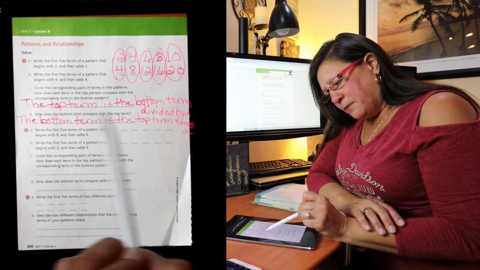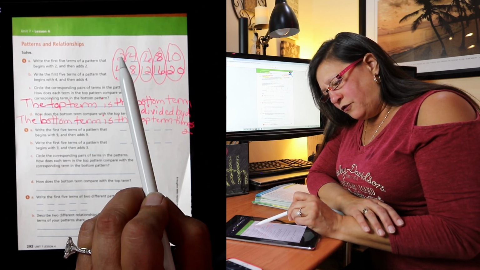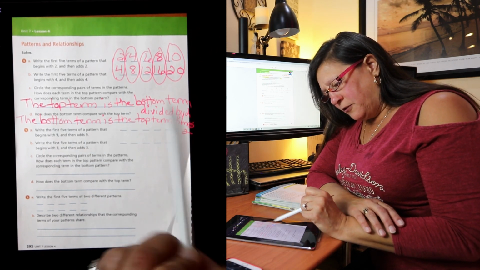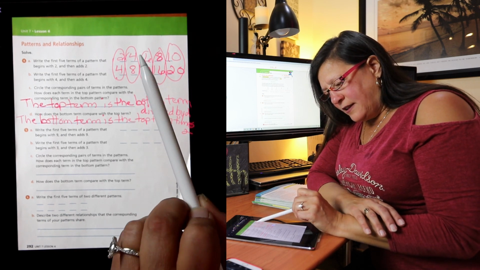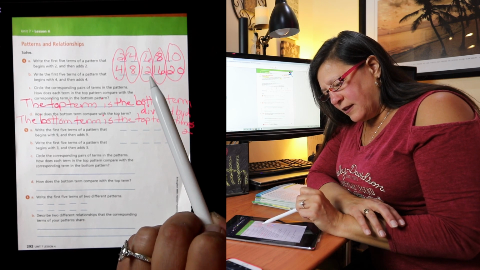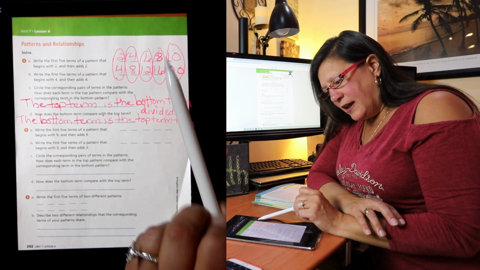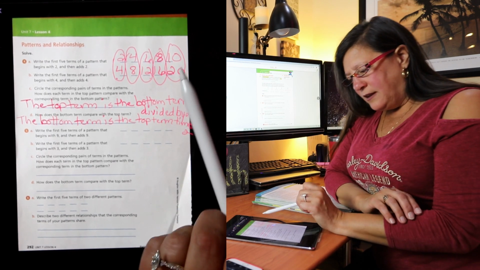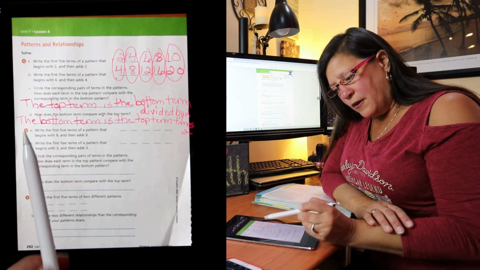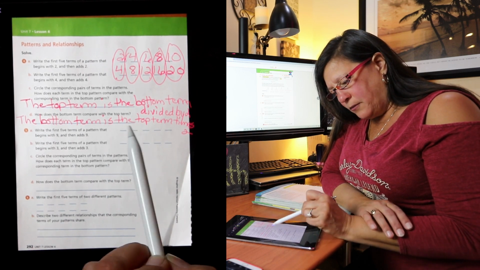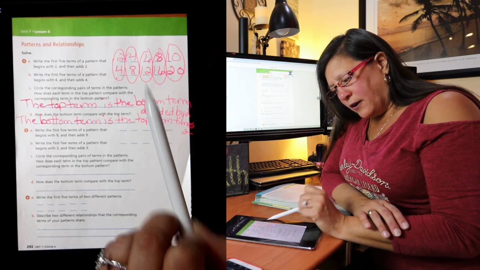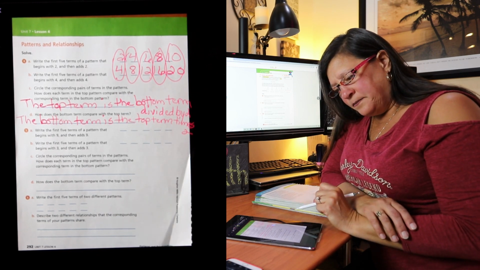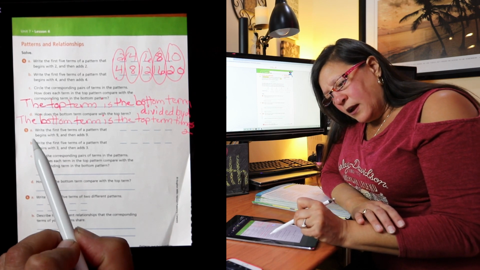Looking at the relationship, the top term, which is 2, is the bottom term divided by 2, and that goes all the way across. So 4 is 8 divided by 2, and 6 is 12 divided by 2. 8 is 16 divided by 2, and 10 is 20 divided by 2. But then the bottom term is the top term times 2. So 2 times 2 is 4. 4 times 2 is 8. Okay? All right, number 5.